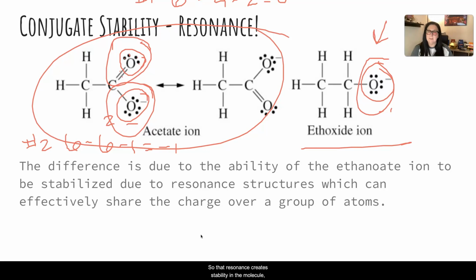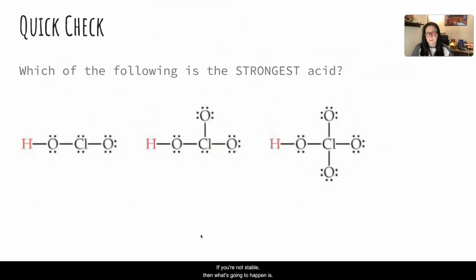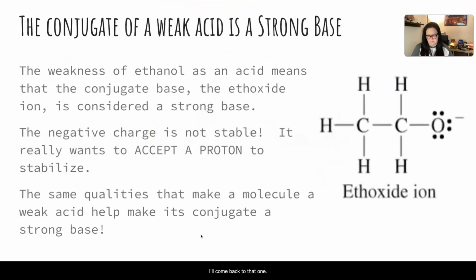So that resonance creates stability in the molecule. And the more stable you are, then that's a good thing. So that means that you will react and behave like a conjugate base. If you're not stable, then what's going to happen is, and I'll come back to that one. All right, if you're not stable, so this is that same molecule right here. This was the ethanol after he lost his proton, and he has a formal charge of -1.